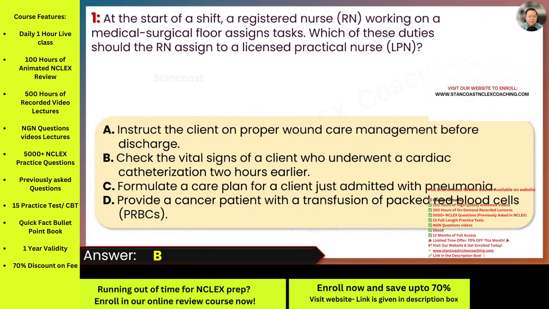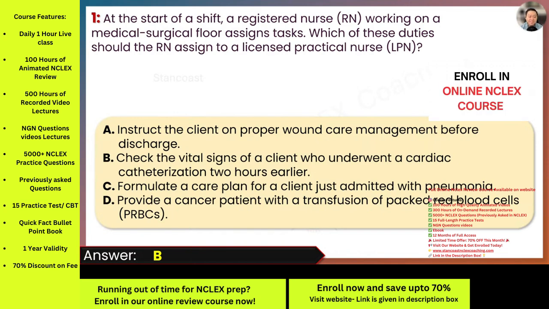Now, I want you to go back into the concept of teaching, that it is not just about handing out instructions, but this requires assessment of what the client understands, also tailoring the education to the client's needs and their family members. And you also need to evaluate if they can do it properly. And so only a registered nurse can do the initial teaching. We know that the LPNs can reinforce what the RN already taught, but they don't create or provide new education, and that is why we are discarding this option.